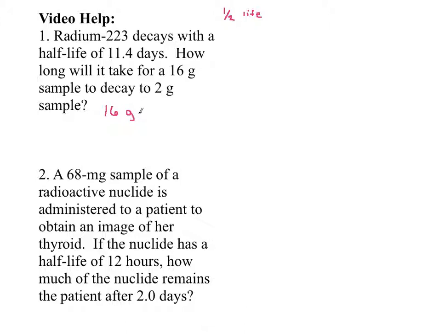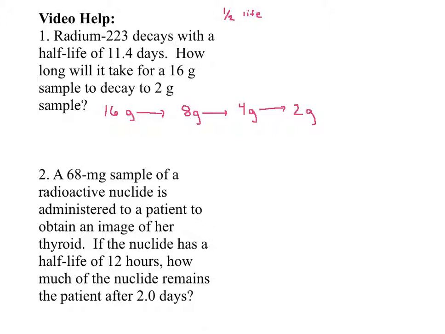So each arrow is going to represent 1 half-life. For the first half-life, 16 grams, half of that is going to be 8 grams. So that's just 1 half-life. For the second half-life, it now becomes 4 grams. And then finally, for the last half-life, it's now going to be 2 grams. So it took 1, 2, 3 half-lives for radium-223 to decay from 16 grams all the way to 2 grams.